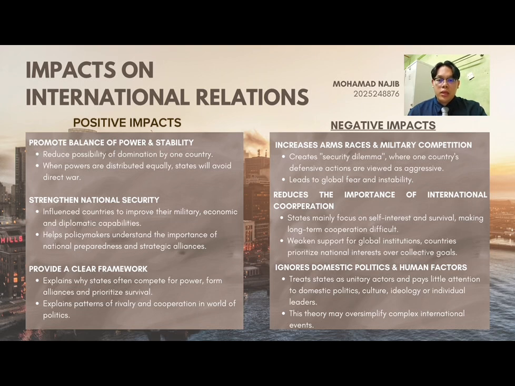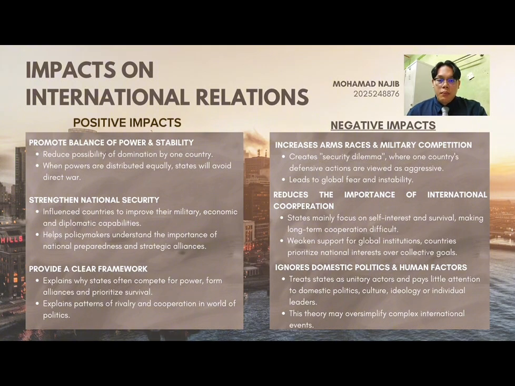I'm going to continue this presentation by presenting the impacts of neorealism theory on international relations. I'm going to start off with the positive impact. One positive impact of neorealism is that it encourages a balance of power among states, which can reduce the possibility of domination by one powerful country.